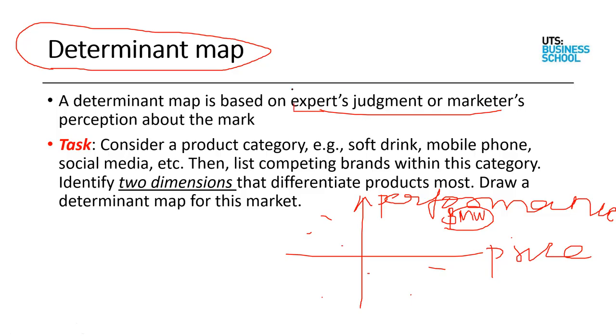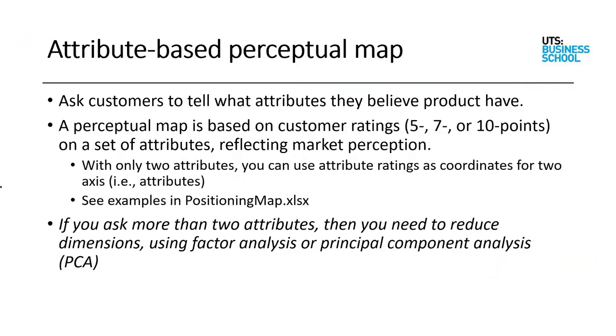So this is the keyword. It is drawn by the marketers or experts themselves. The second is the most commonly used perceptual map, and that is the attribute-based perceptual map. Here, it is not the marketer, but it is the customers who will give you their preference ratings, and those preference ratings are actually used to create the perceptual map. So it is the perceptions of the customers, and that is why we call it the attribute-based perceptual map.